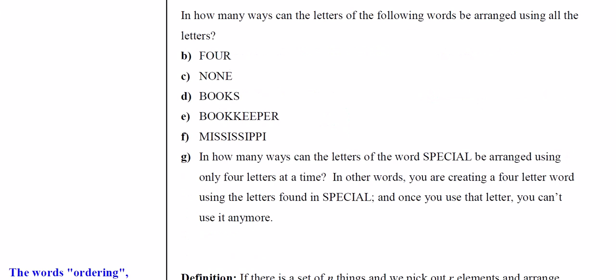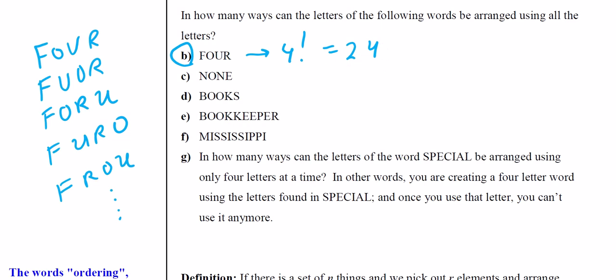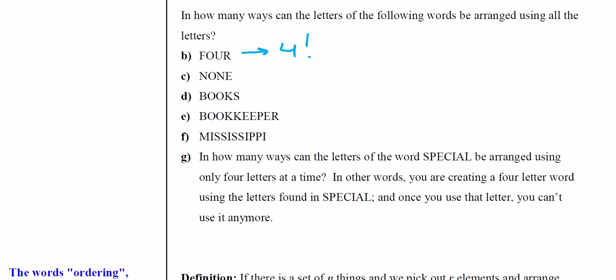So we look at the same idea here with these problems. 4, F-O-U-R, that would be 4 factorial, how many ways to arrange all the letters. Which means technically there would be 24 ways. You would be invited to, if you'd like, go ahead and list all of them. See if you could exhaust all 24 possible arrangements. But again, I want to point out that the word four has 4 unique letters.